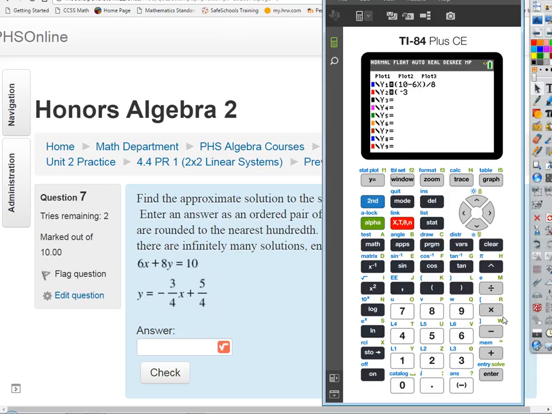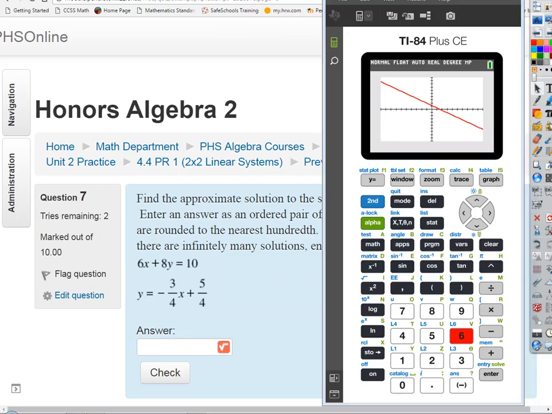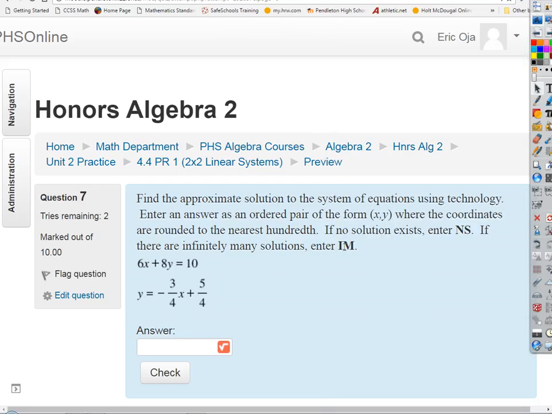X plus 5/4, and obviously I don't need the parentheses there, but I included them. And now if I go zoom 6, there's the blue line. And what do you know? There's the red line. So what's going on there? Well, they're clearly the same line. The red line is right on top of the blue line. And so this is an example where there are infinitely many solutions because all the points overlap. And we can see that graphically.